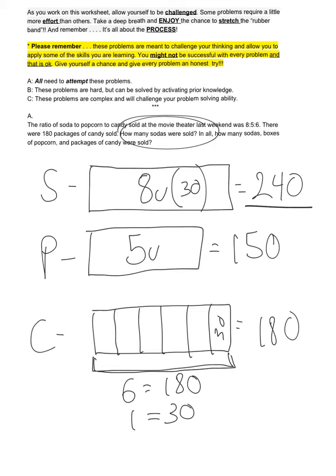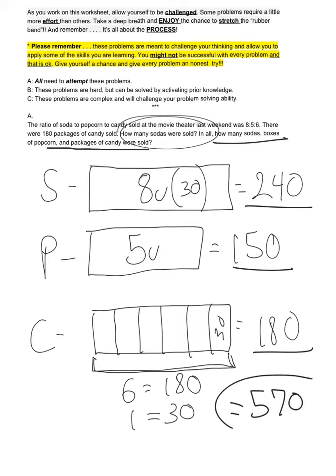Now we can also answer that second question. It's asking us for the total amount of sodas, boxes of popcorn, and packages of candy. There we just take a look at our 240, our 150, and our 180. We combine them for a total of 570 to get our final answer. 240 sodas, 570 total.